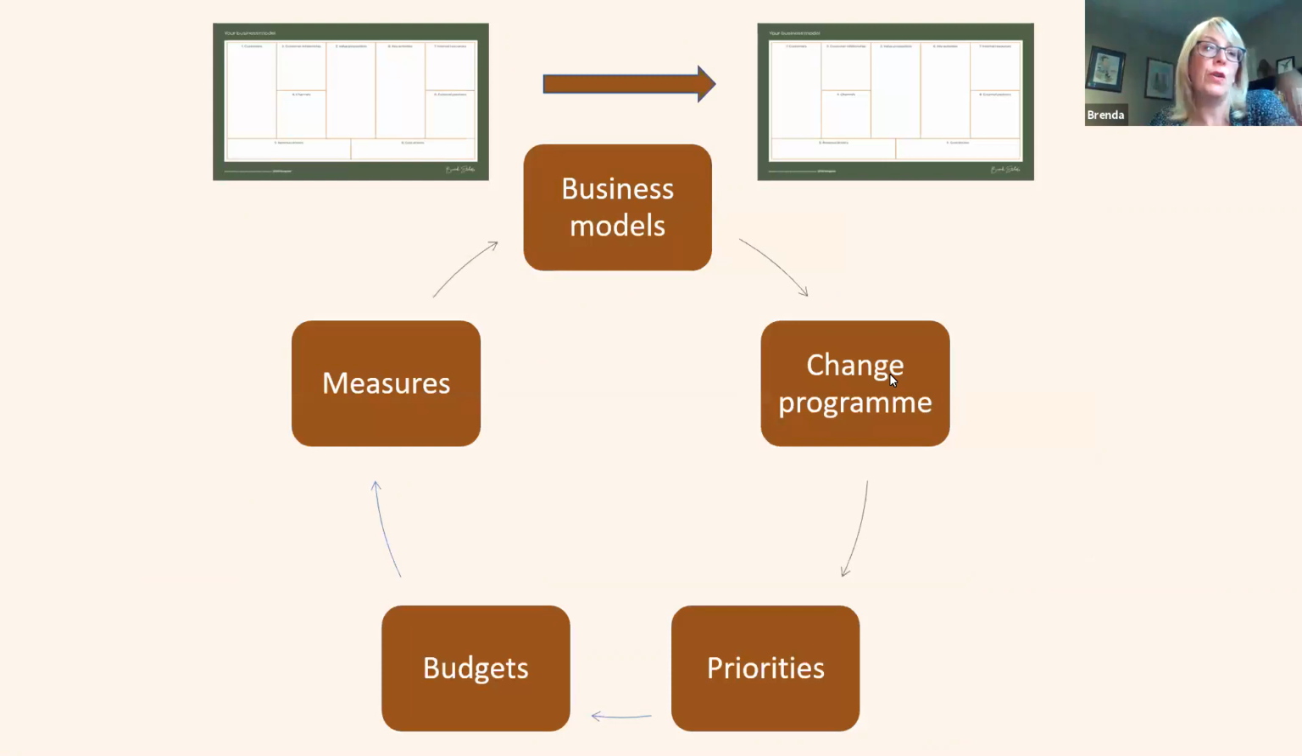Then what we did is we used the business models to start off the change program. So again, this is where we are now as a business, this is where we want to get to as a business in 5 years. All the actions in that had to be part of a change program. They had to be costed out, and there had to be priorities made because you can't do everything, and budget set aside, and then measures and metrics put in place.